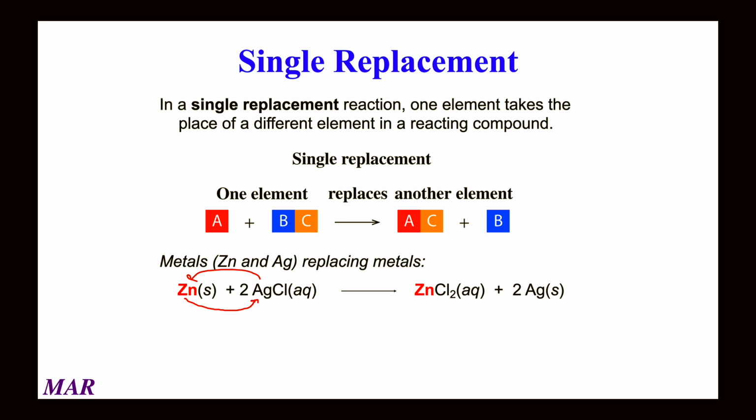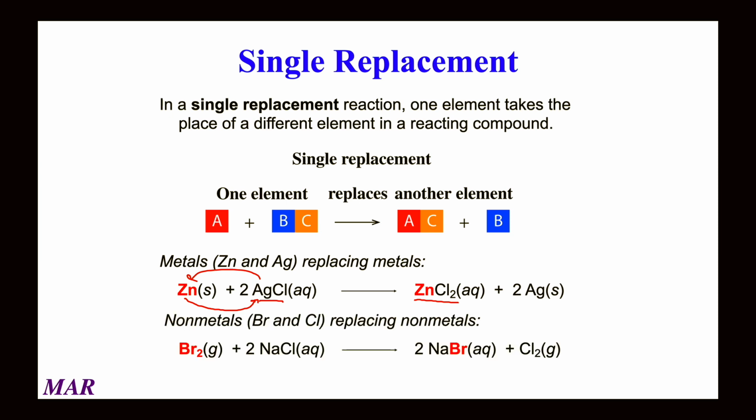And since chloride is always -1, you're going to need 2 -1 chlorides to balance that +2 zinc, while silver +1 only needs 1 chloride to balance it. So you've got to put a 2 in front of the AgCl and the Ag.